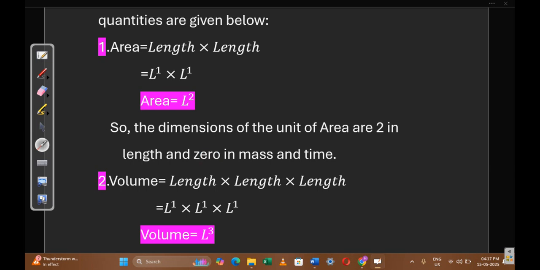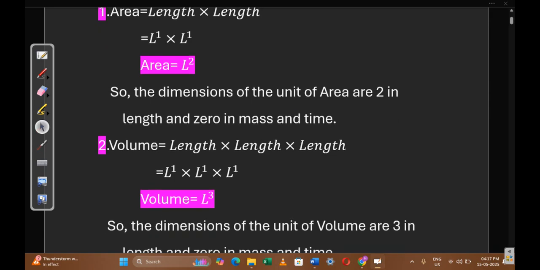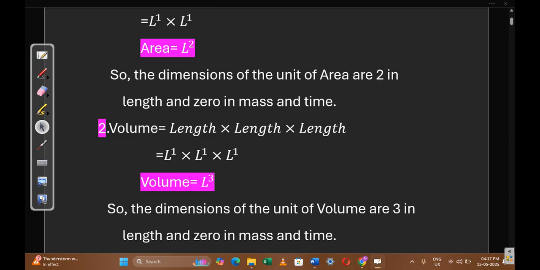Next one is volume. What is the formula for volume? Length, breadth, height, or length, length, length. Length is expressed in L. So its dimensional formula is L cube.